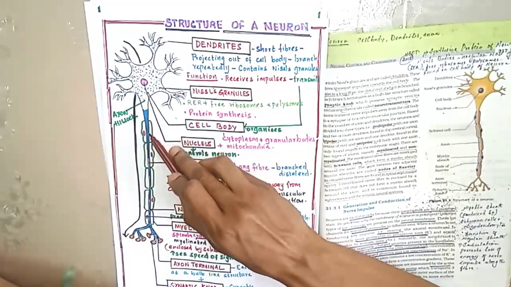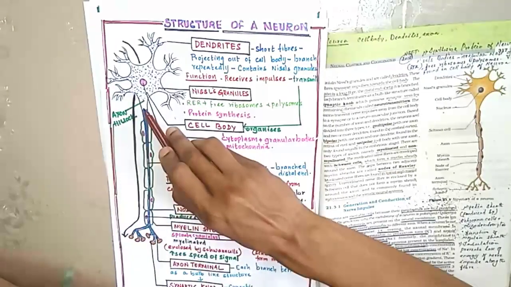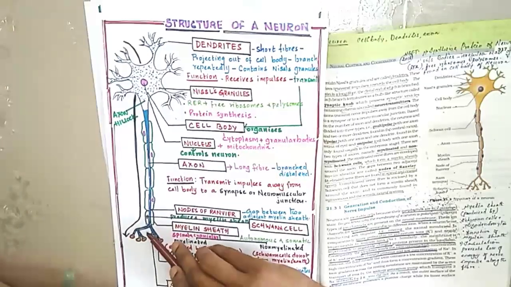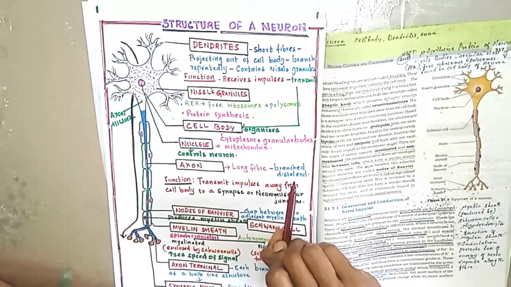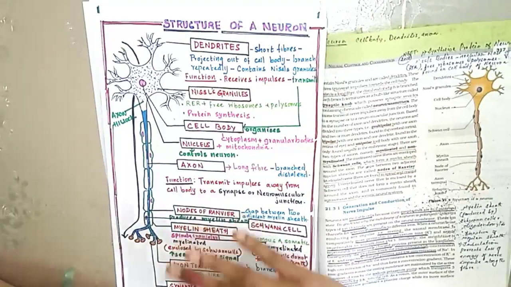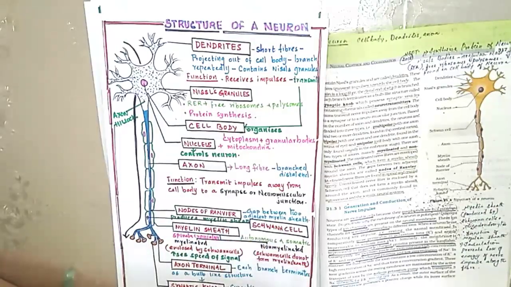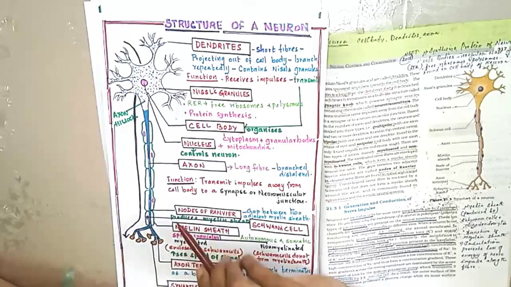So the axon is running through the length. The axon is the long fiber which is branched. There are small branches at the distal end. In biology, you have to study each and every point as an MCQ. Don't leave any point, because each and everything can be an important MCQ.